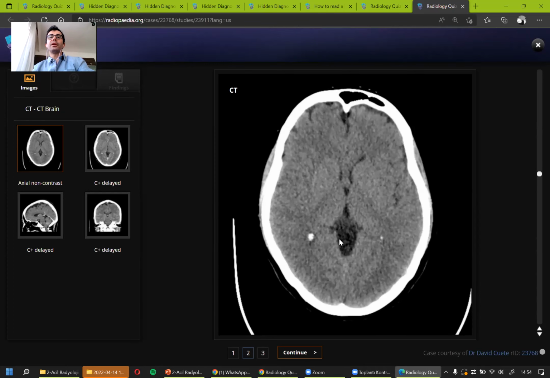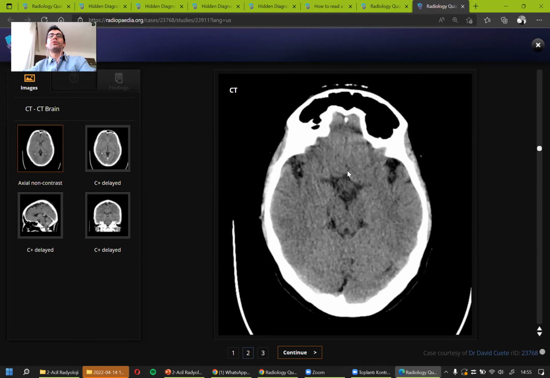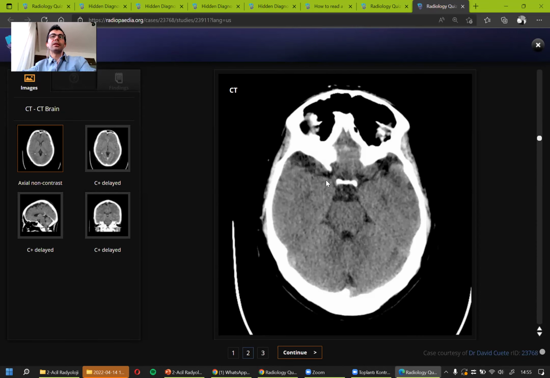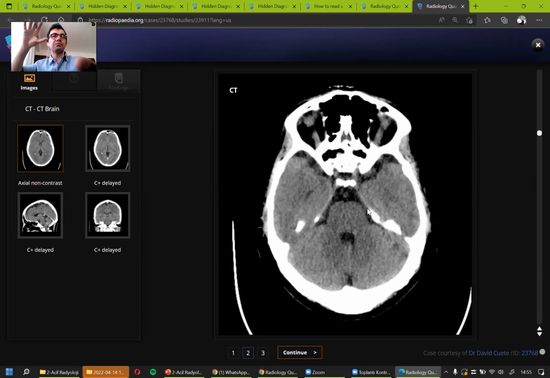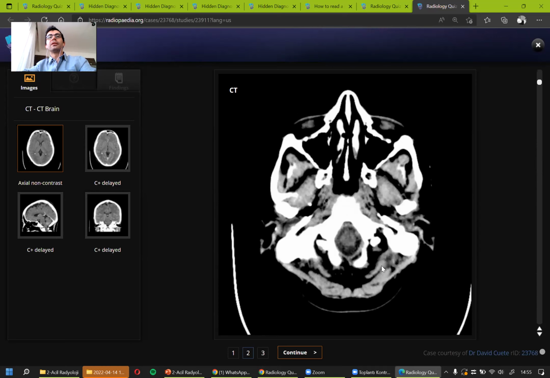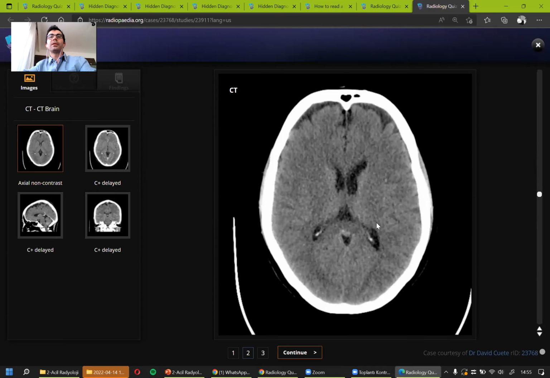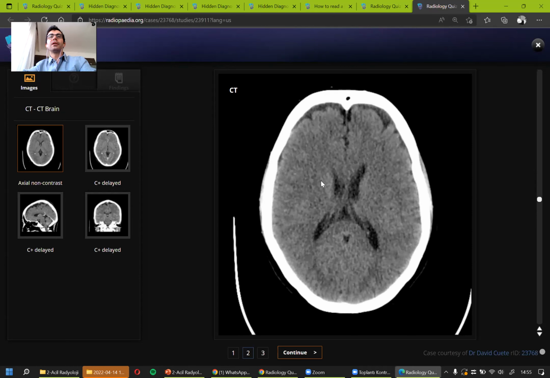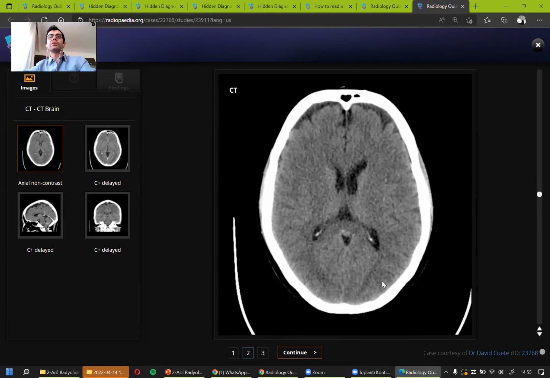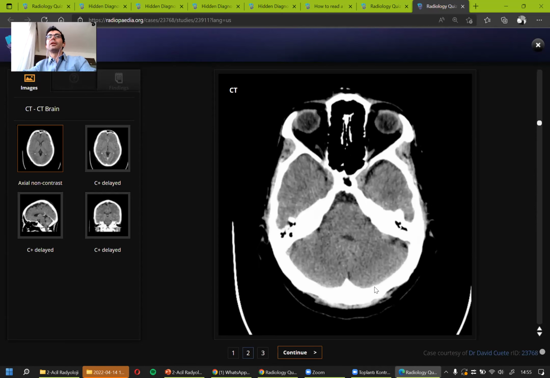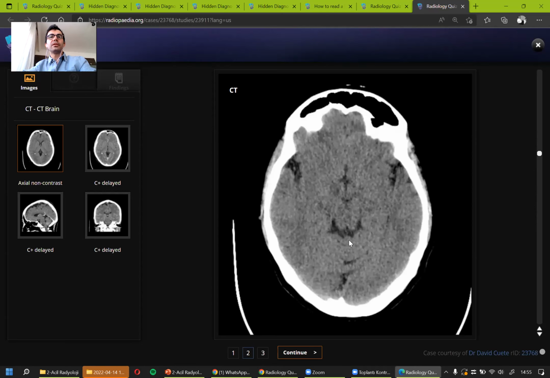And I'm seeing some areas where the cerebrospinal fluid is gathering up and making small cavities. These are called cerebral cisterns. They should all look like normal cerebrospinal fluid, low density. When I check the brain parenchyma, it's symmetrical. I can see the sulcus and gyrus everywhere, and there is no asymmetrical appearance.